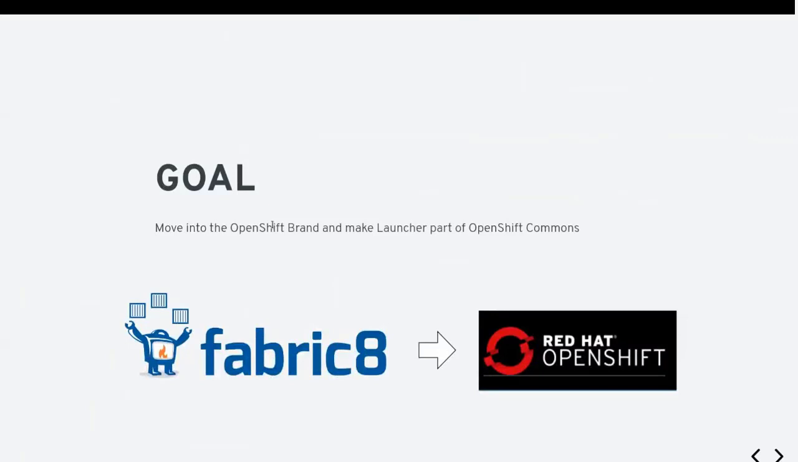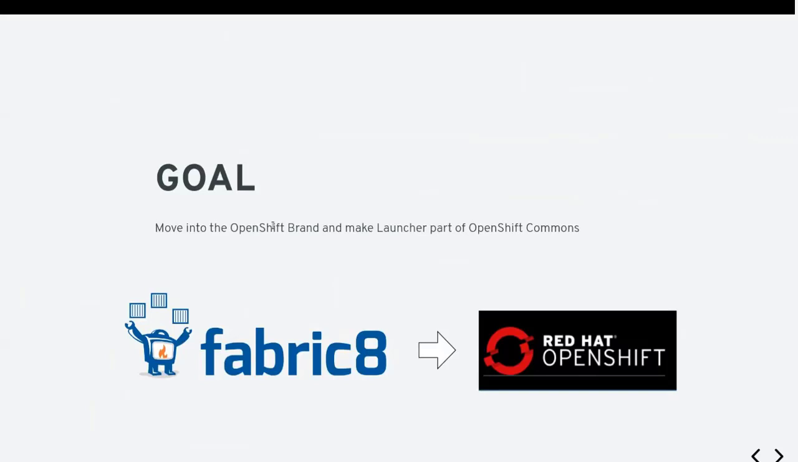Simply put, our main goal is to get the launcher moved into the OpenShift brand by making it part of the OpenShift Commons organization. What happens now is that historically, the launcher has been developed under the Fabric8 brand, and we have noticed that those communication channels have not been incredibly effective for upstream development. So we would like to align this tool more closely with the OpenShift platform that it supports.